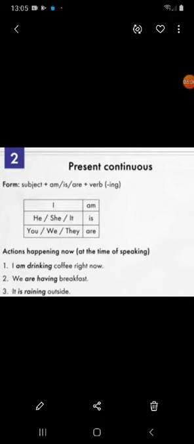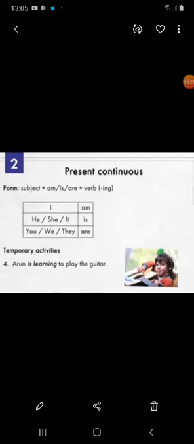So here are a few more examples. We are having breakfast and it's raining outside. These sentences also express what's happening now. So this is the first use of present continuous. Now, the second use is to talk about temporary activities, like Arun is learning to play the guitar. It means Arun is taking guitar lessons, maybe twice a week.